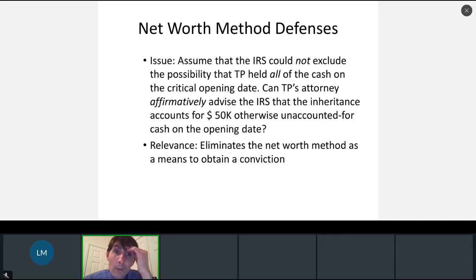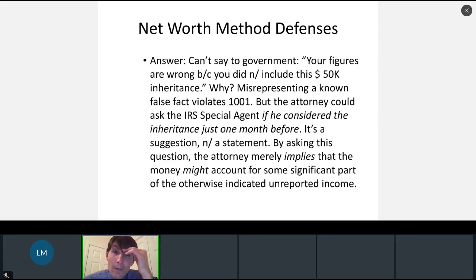Assume that the IRS could not exclude the possibility that the taxpayer held all of the cash on the critical opening date. Can the taxpayer's attorney affirmatively advise the IRS that the inheritance accounts for $50,000 of otherwise unaccounted for cash on the opening date? What is the relevancy of this? Well, it eliminates the net worth method as a means to obtain the conviction. The answer is you can't say to the government, your figures are wrong because you did not include this $50,000 inheritance. Why? Well, misrepresenting a known false fact violates a section of the code, 1001.